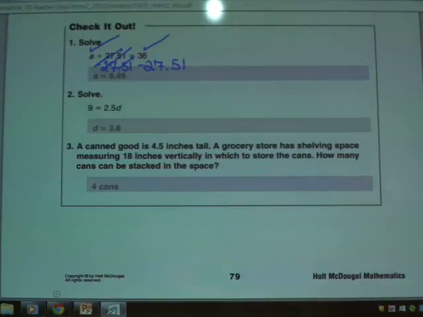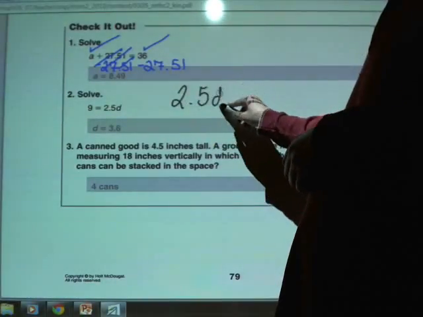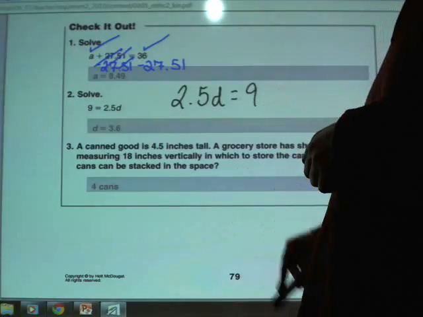Number 2, 9 equals 2.5 times d. Well, I want to go ahead and flip this around here because that's written in the wrong order. Why? Because the variable is on the right side of the equal sign. I don't want the variable on the right side of the equal sign, I want the variable on the left side. So I'm going to invert this guy and write 2.5d equals 9.